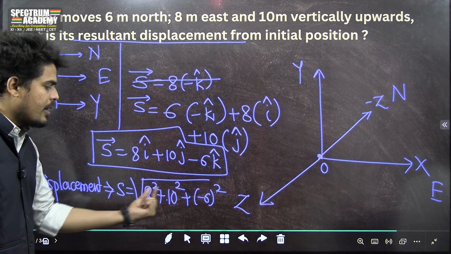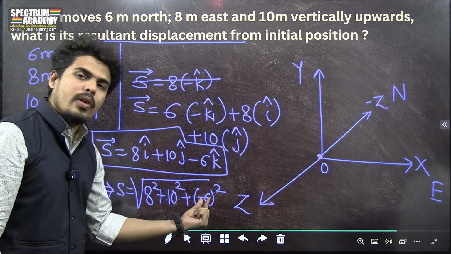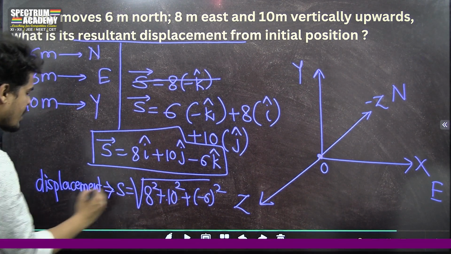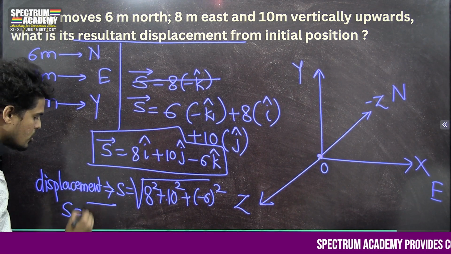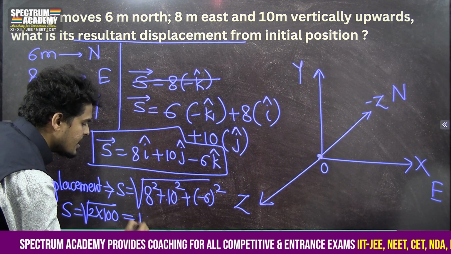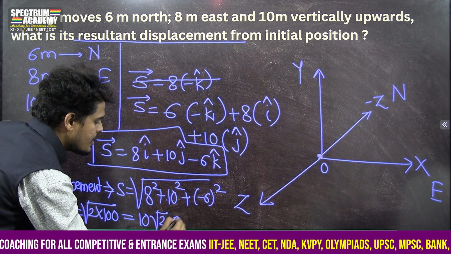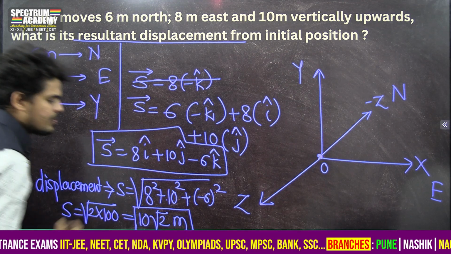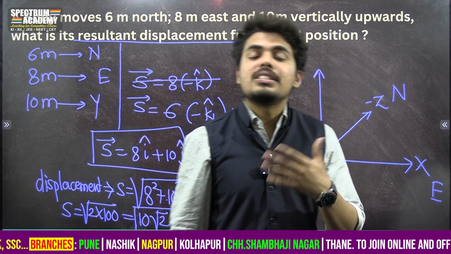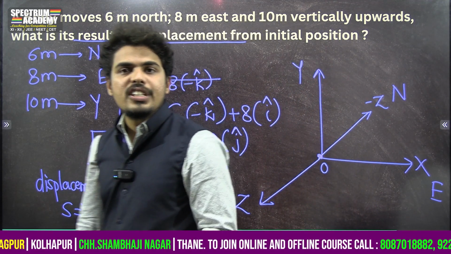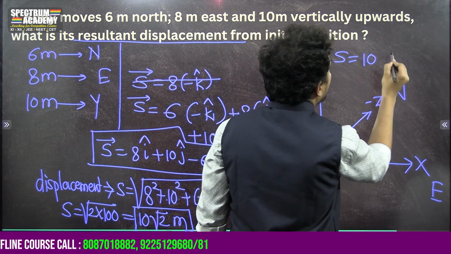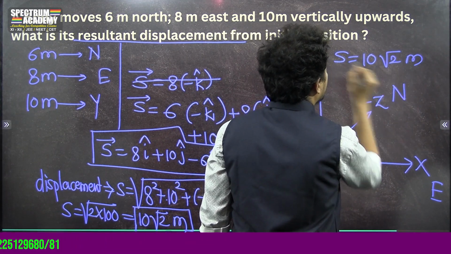So this is 100, 8 square 64, 6 square 36, so 100 plus 100, that is 200. So we can write s equals to 2 into 100, that means s equals to 10 under root of 2 meter. So this is the final answer. So the displacement of the body from the starting point, that means the origin, is nothing but s equals to 10 under root of 2 meter.